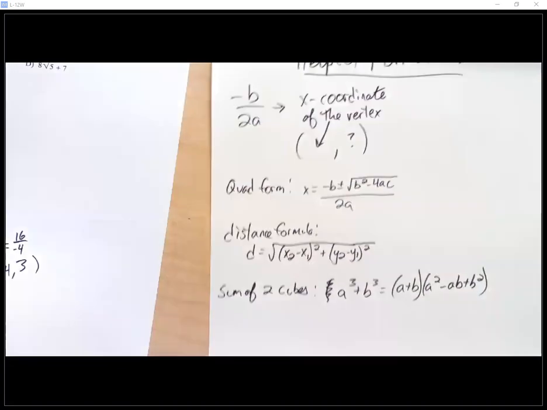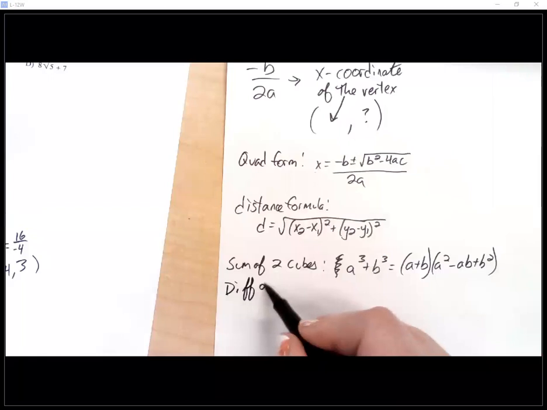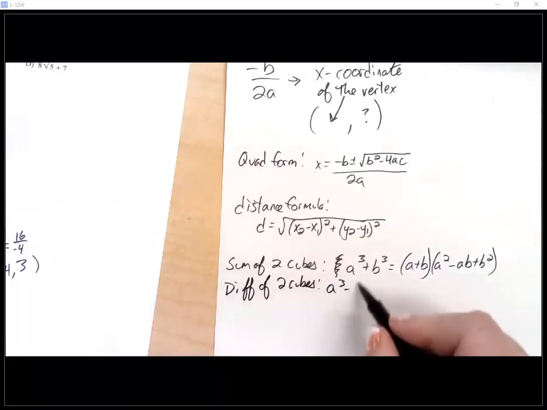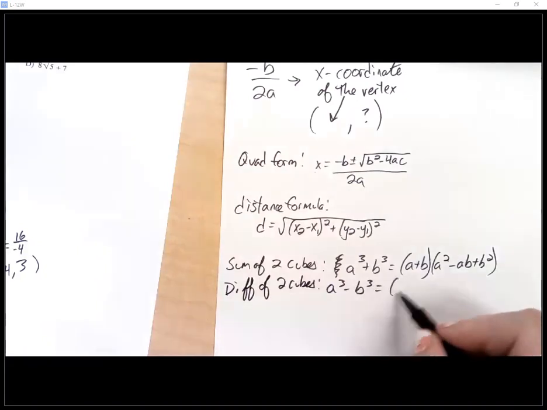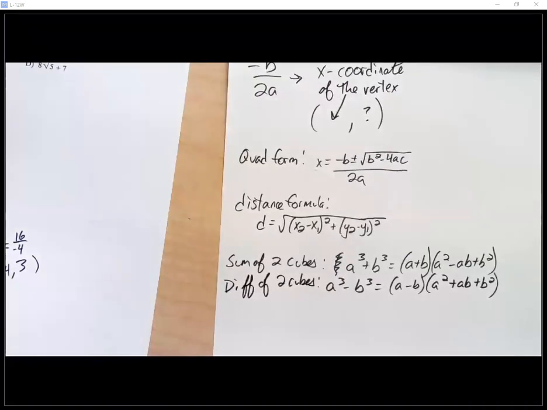And so then we have the difference of two cubes. So there's your sum and difference. What other form? I mean, your general formulas like slope. Do you remember how to find slope? Y2 minus Y1 over X2 minus X1. I'll write it down.